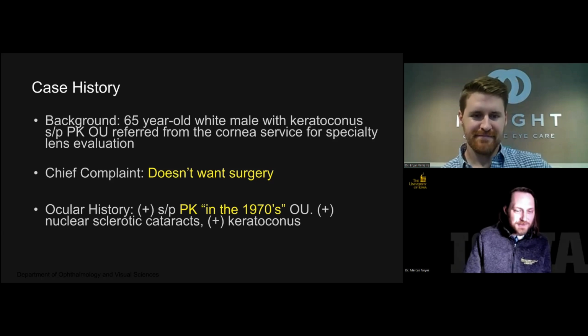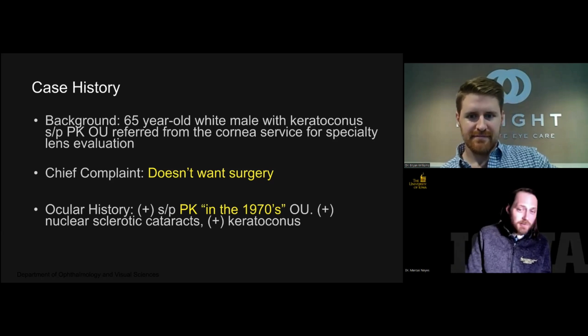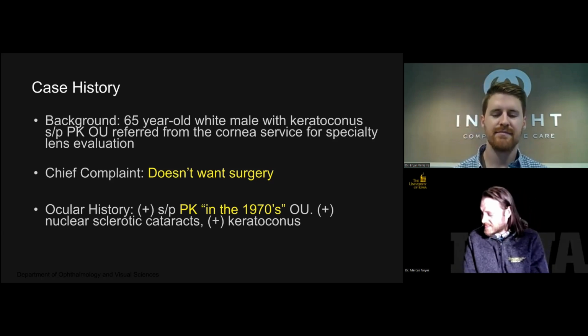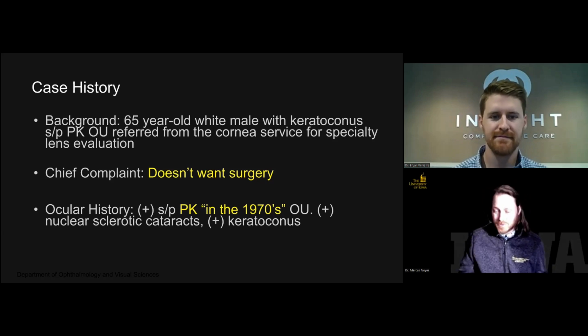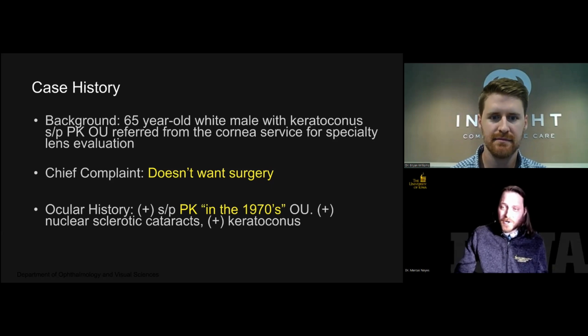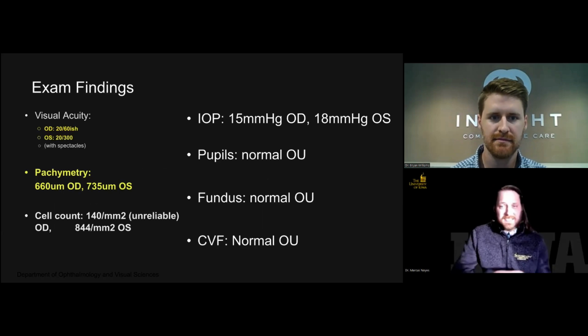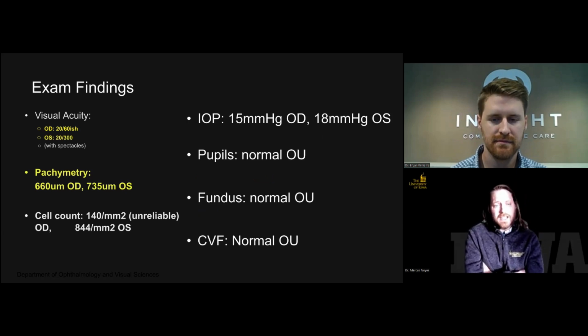So his ocular history was positive for penetrating keratoplasty back in the 70s. So he's had it for like 50 years, which I thought was pretty crazy. Also cataracts and keratoconus. His exam findings, he was 20/60-ish in the right eye and 20/300 with his glasses correction, and he had a thick pachymetry of 660 and 735 in the right and left eyes. Everything else was normal except for the cell count, but that was unreliable. We couldn't get accurate information on it.